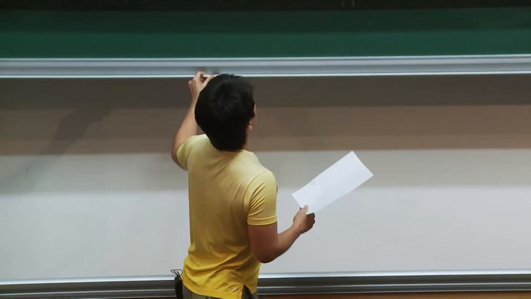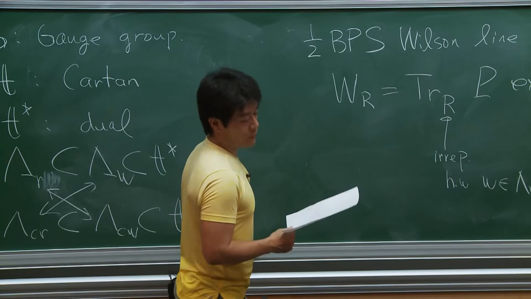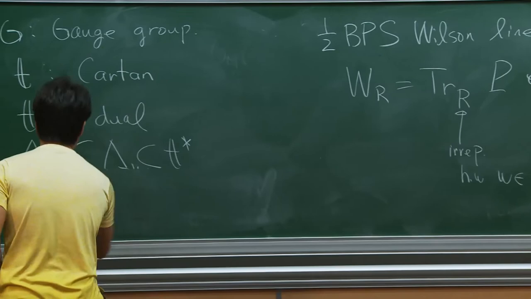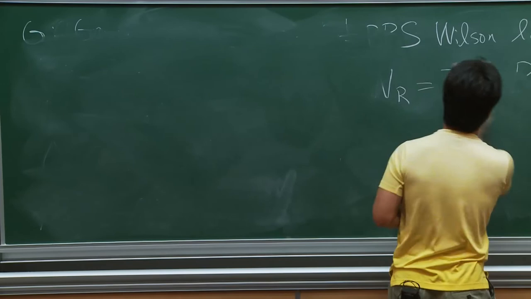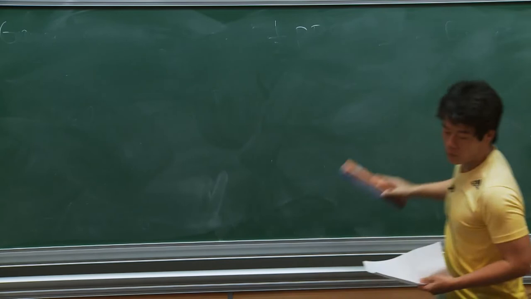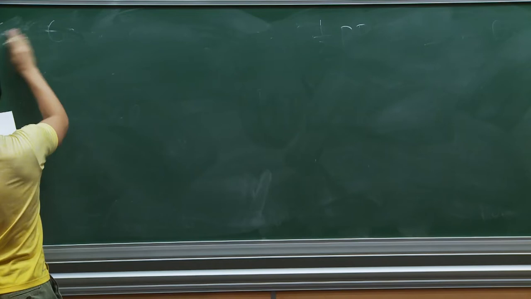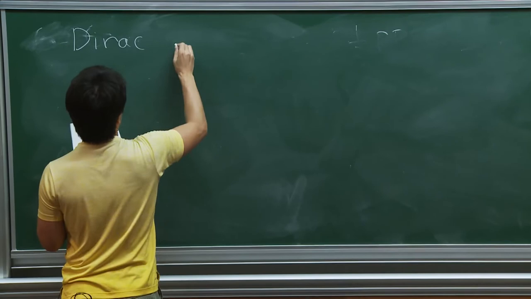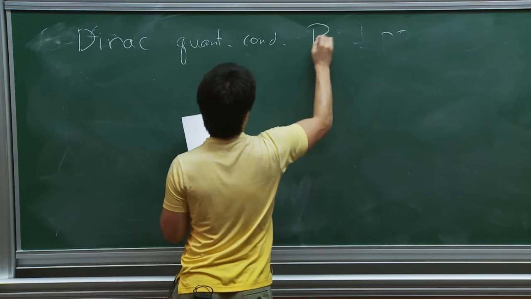But now there are very interesting, yeah. So I'm going to explain in several steps. I think it's a very interesting story about the charges of the line operators. So there is a restriction on the magnetic charge B. There is a Dirac quantization condition on the magnetic charge B.